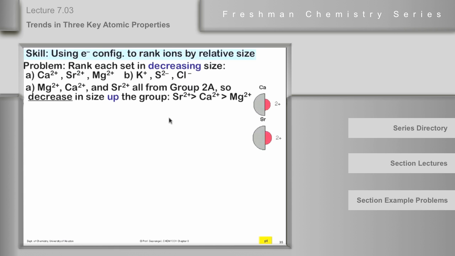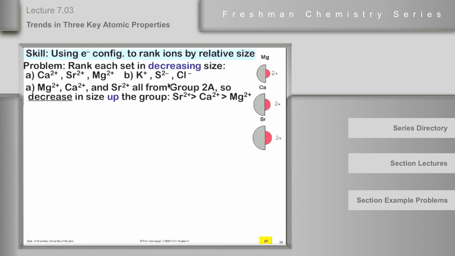Okay, here are the sizes, so you can get a feeling for this. The gray hemispheres are the size of the atoms. The red hemispheres are the size of the ions, and you can see strontium ion is larger than calcium ion here.